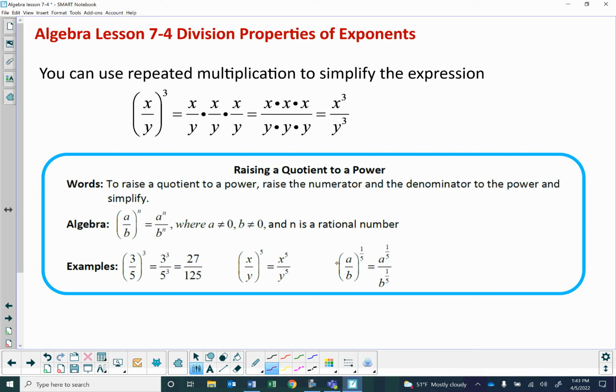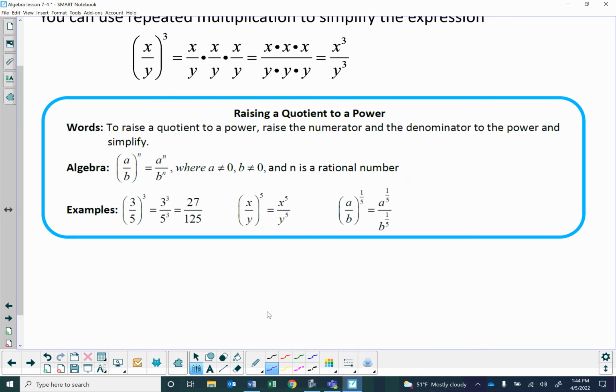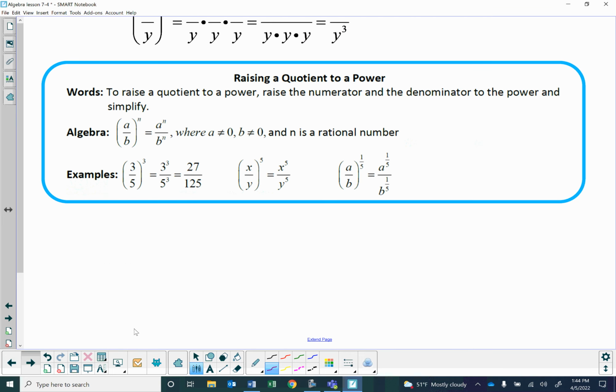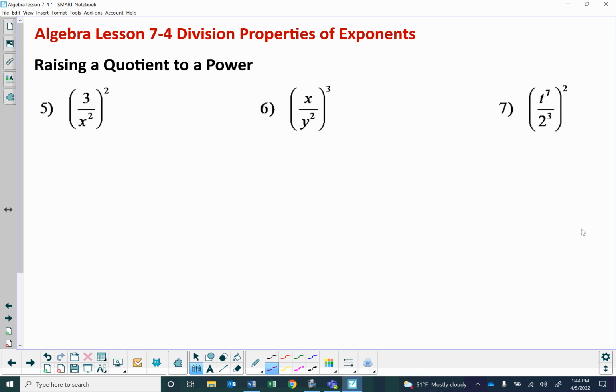So a divided by b to the nth power becomes a to the n over b to the n, provided that a and b are not zero and n is a rational number. And if we have 3/5 to the third power, that becomes 3 to the third over 5 to the third, which simplified would be 3 times 3 times 3, which is 27, and 5 times 5 times 5, which is 125. Okay, so you can clearly see you need to distribute that exponent all the way through both the numerator and the denominator. So if I have a quotient and I'm going to raise it to a power, I need to make sure I distribute.